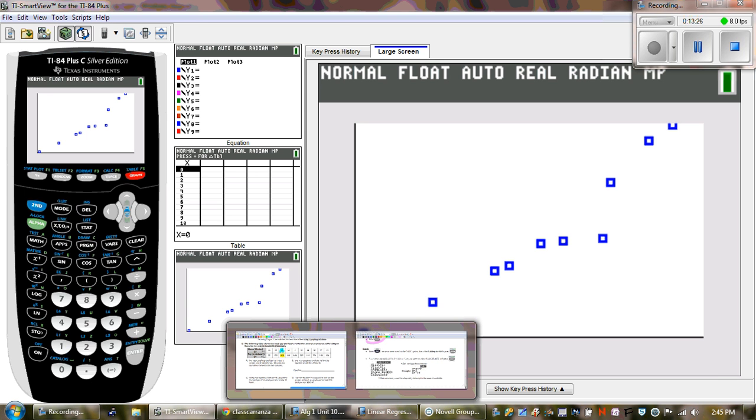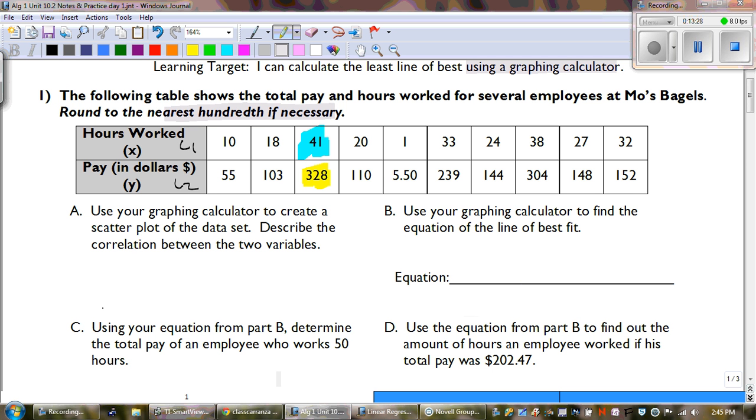All right, so I'm going to go over here and I'm going to say that the correlation is positive and strong. You could say that it's strongly positive. Remember how we talked about other ways that we can write that.